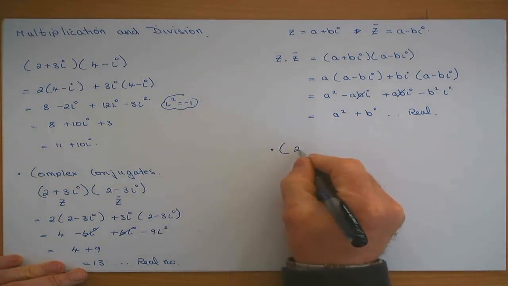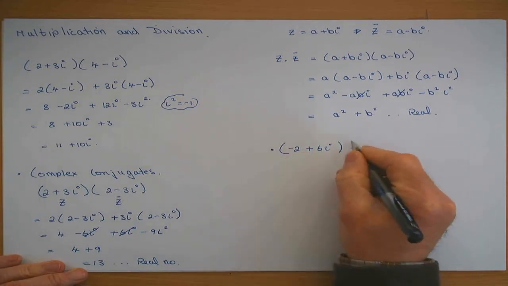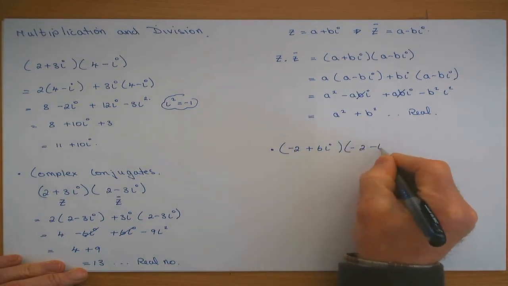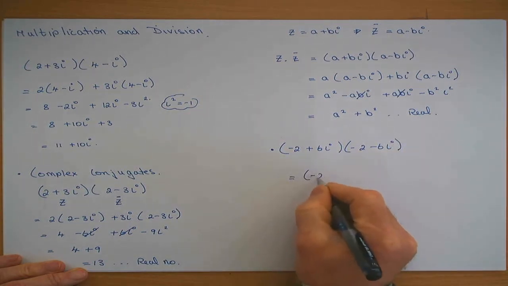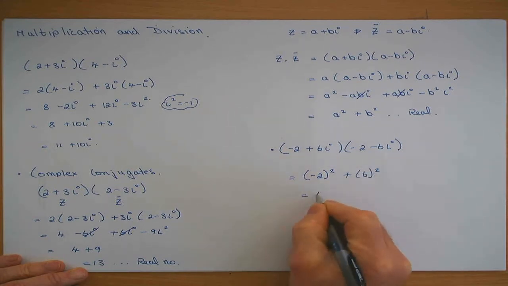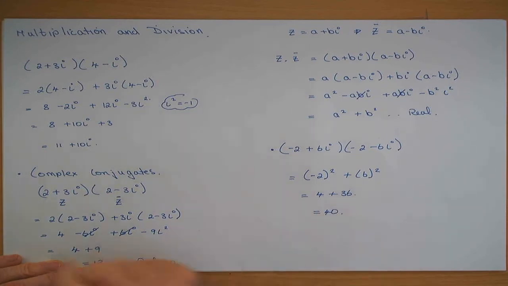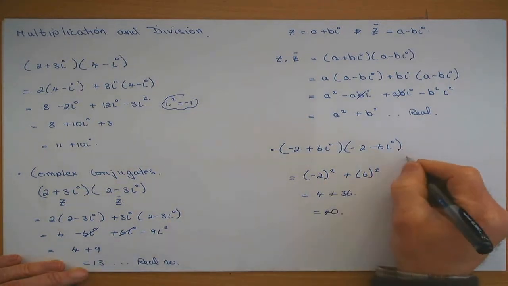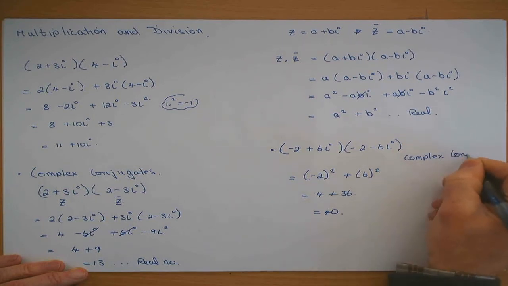So if I had minus 2 plus 6 iota, by its complex conjugate, minus 2 minus 6 iota, I know the answer to that is minus 2 squared plus 6 squared, which is 4 plus 36, it is 40. How do I know that? Well, those two numbers are what? Complex conjugates. So that's how we multiply them.